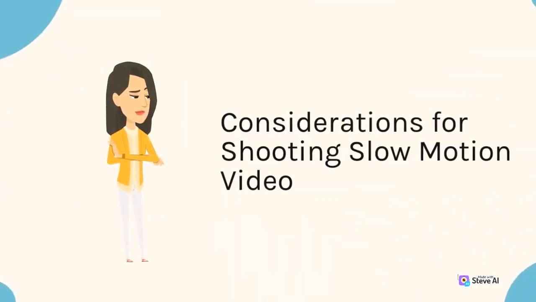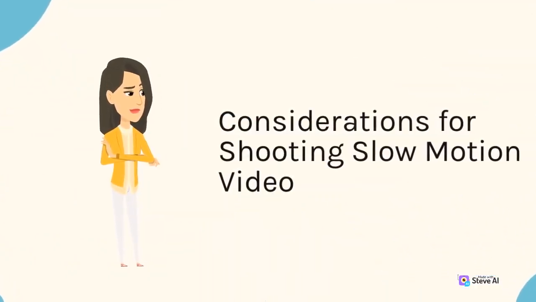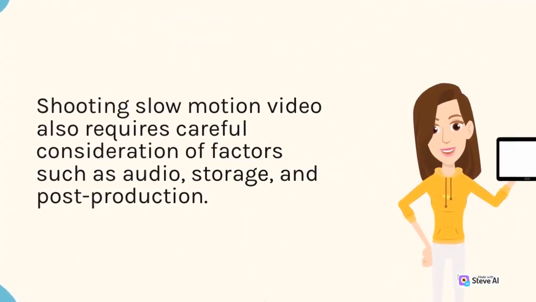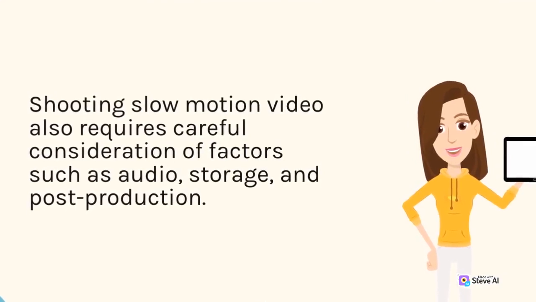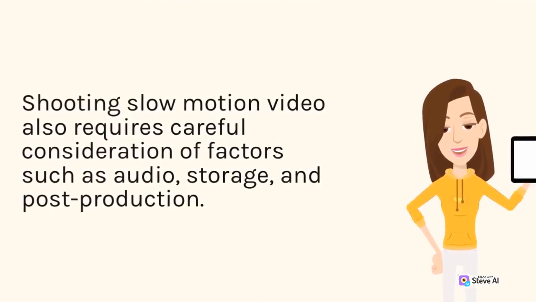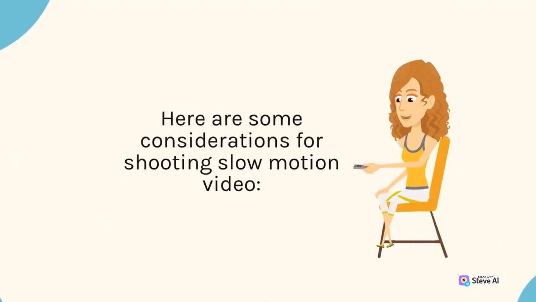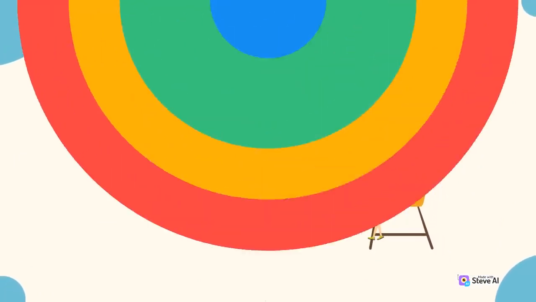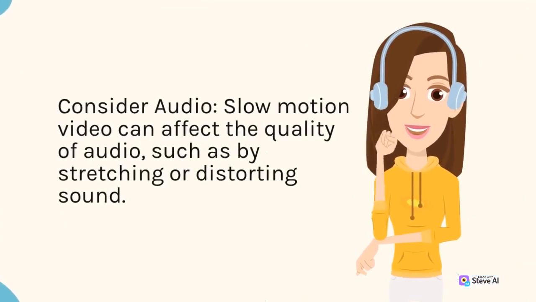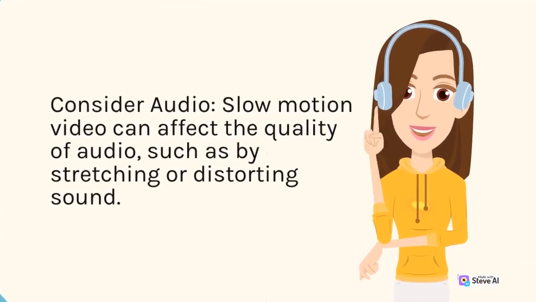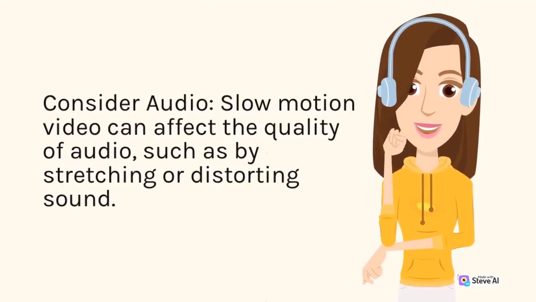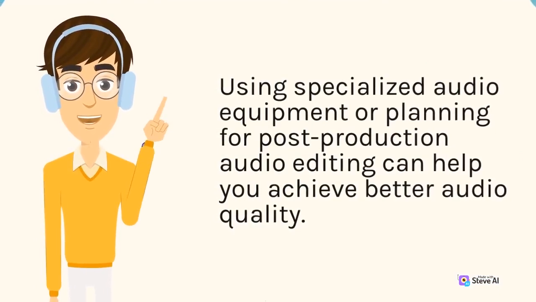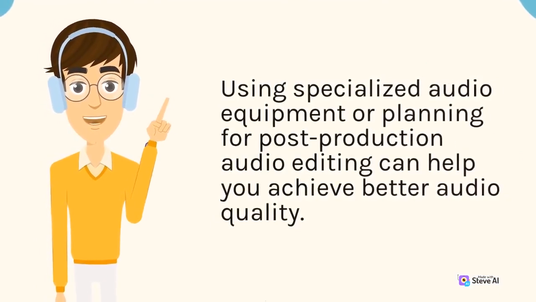Considerations for shooting slow motion video. Shooting slow motion video also requires careful consideration of factors such as audio, storage, and post-production. Here are some considerations for shooting slow motion video. Consider audio. Slow motion video can affect the quality of audio, such as by stretching or distorting sound. Using specialized audio equipment or planning for post-production audio editing can help you achieve better audio quality.